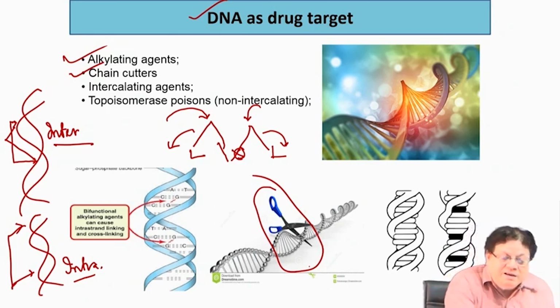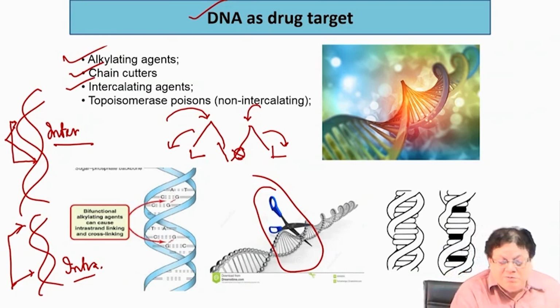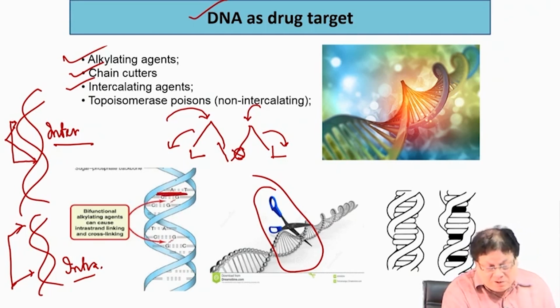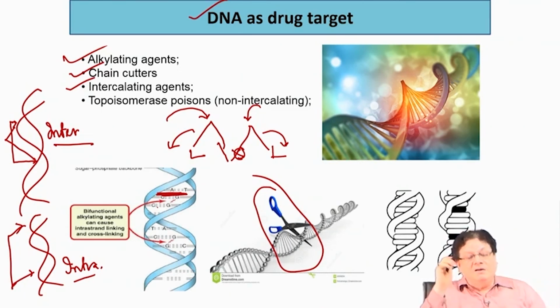Okay. Intercalating agents. Intercalating agents means DNA is double stranded and you have these bases, and there are certain planar aromatic compounds which can go inside. There is a lot of space between these base pairs, and then another flat aromatic ring can go inside and sit there and stabilize the DNA. That is what is called intercalation.